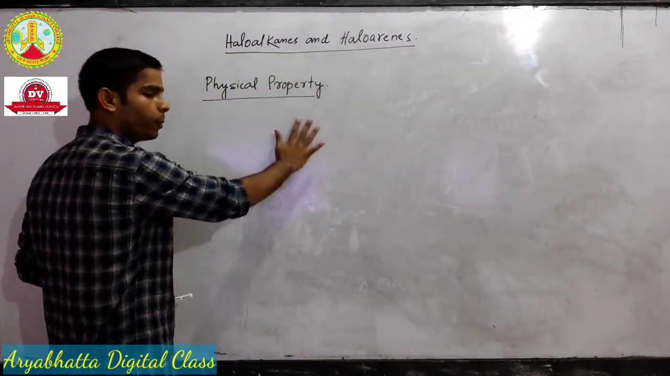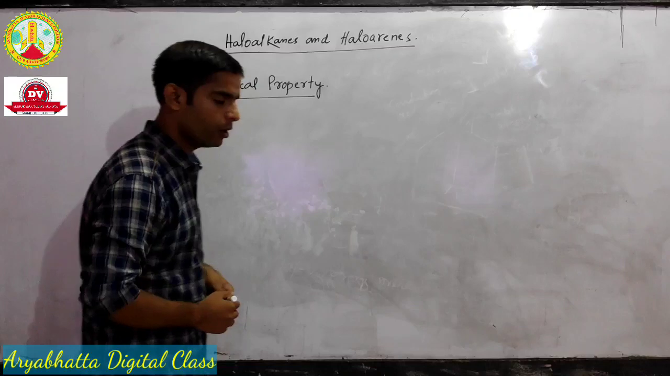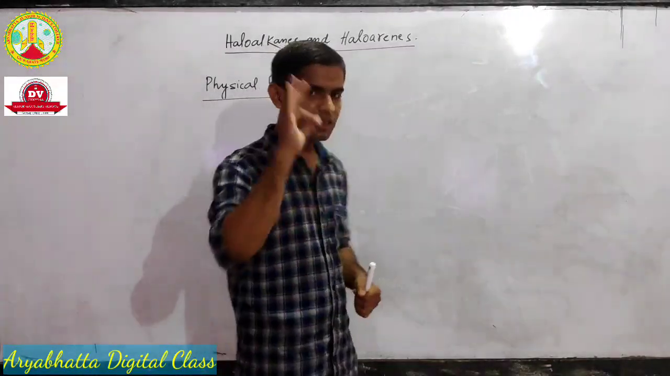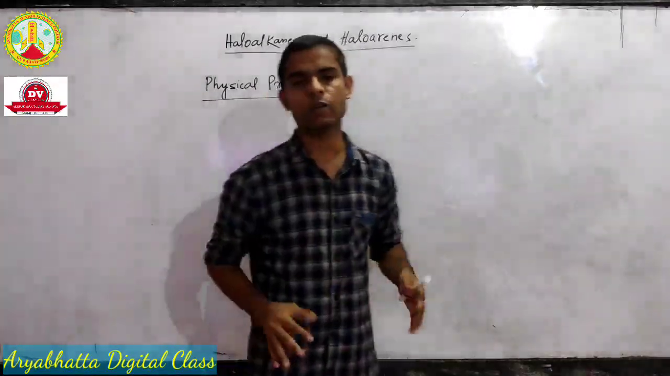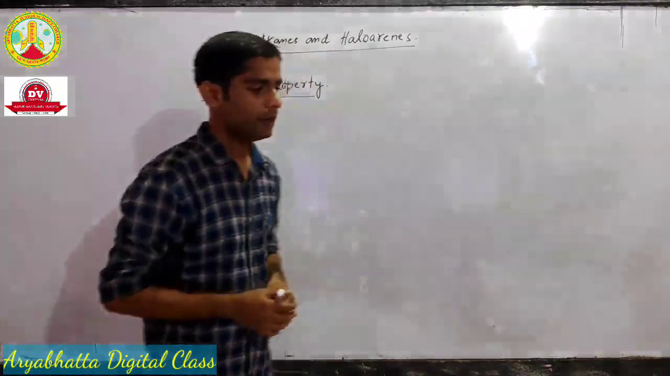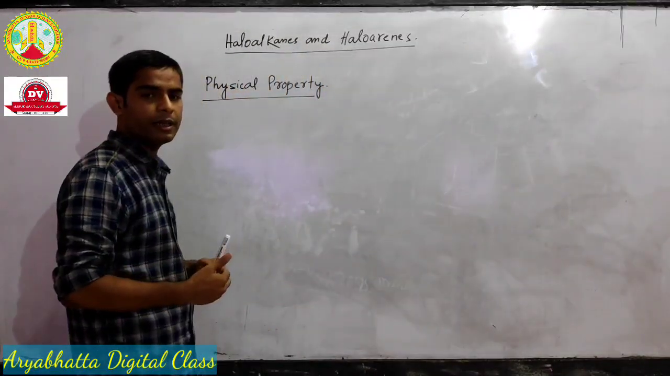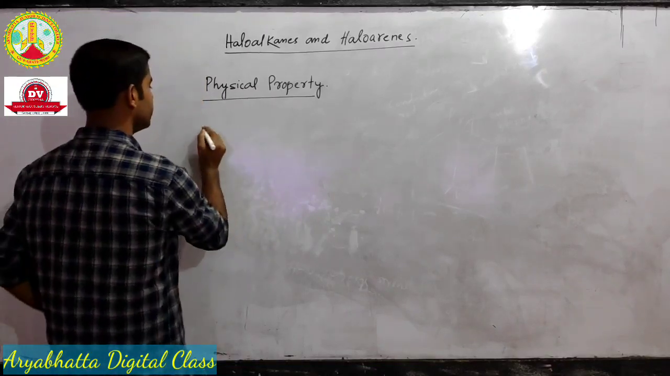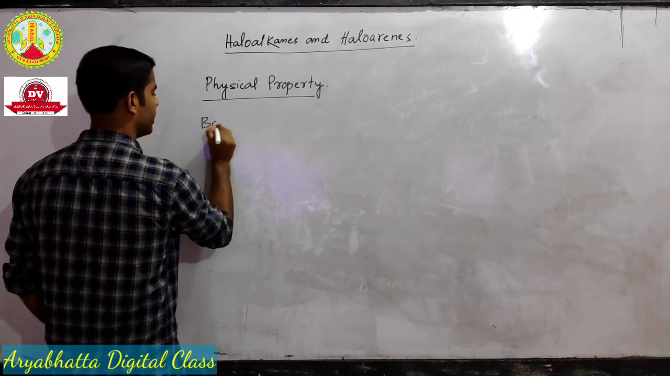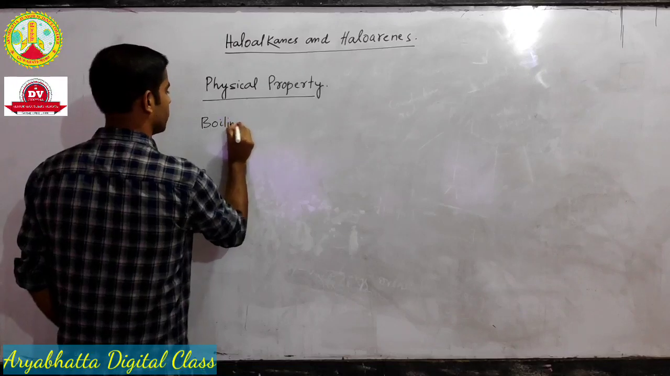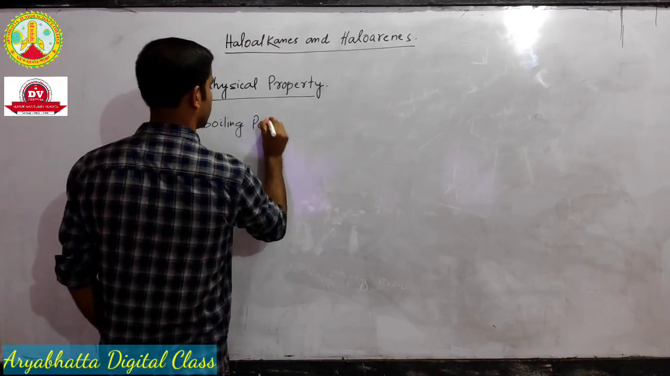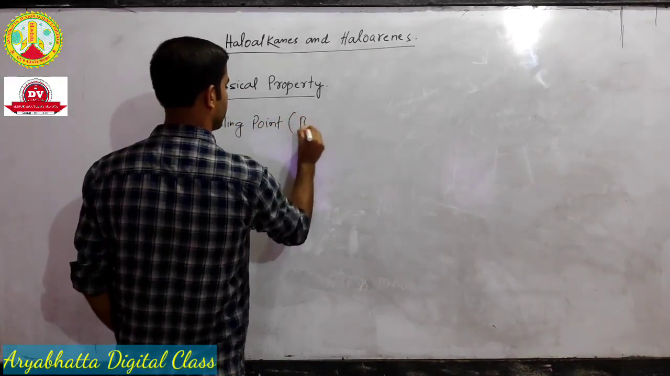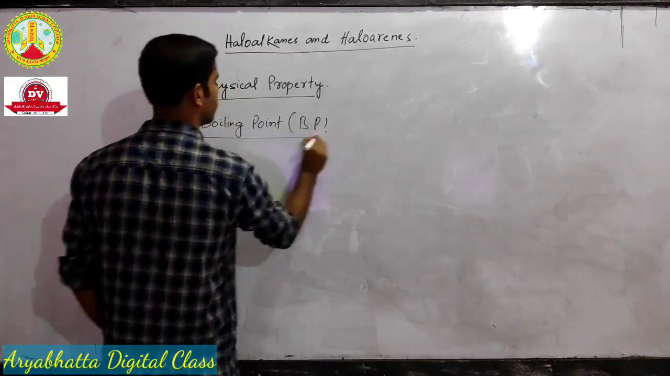In physical behavior we will discuss three physical properties related to haloalkanes and haloarenes, and these are melting point, boiling point and solubility. First of all we will discuss boiling point, or BP in short.